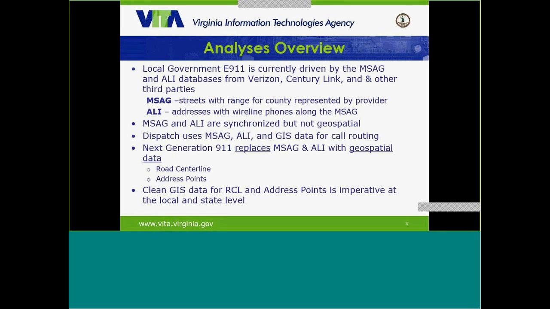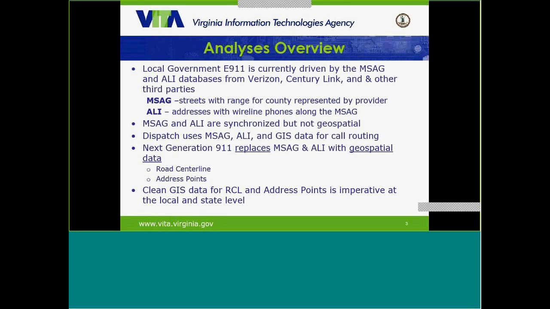At this point in time, from a state perspective, we've been able to look through essentially every MSAG and every alley for each locality, and we're finding that the synchronization is extremely there. But what the MSAG and alley are not is geospatial data. So within a dispatch system, the MSAG, the alley, and the GIS, even though they still work together, are somewhat independent, but they do work for call routing purposes.